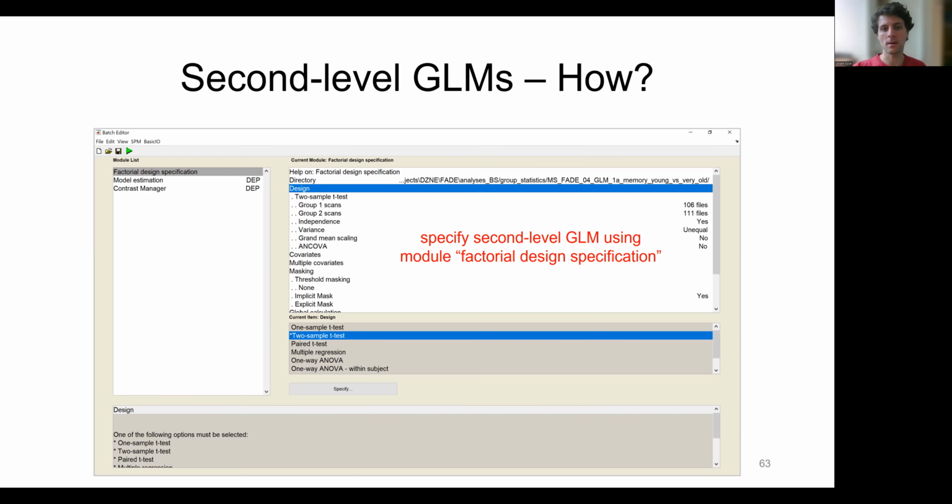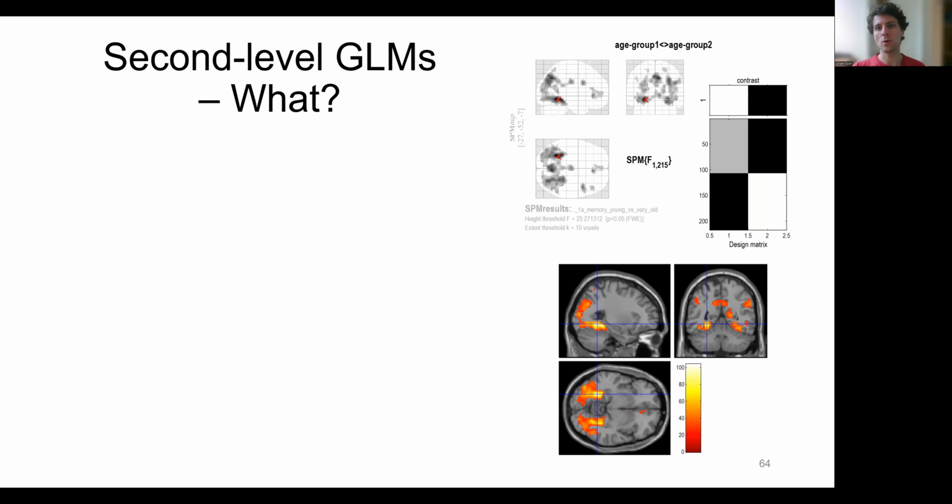I have here taken two sample t-tests in order to compare the brain activation due to subsequent memory, which I showed you in the first extension, and compare that between young subjects aged 18 to 35 and older subjects aged 60 plus.